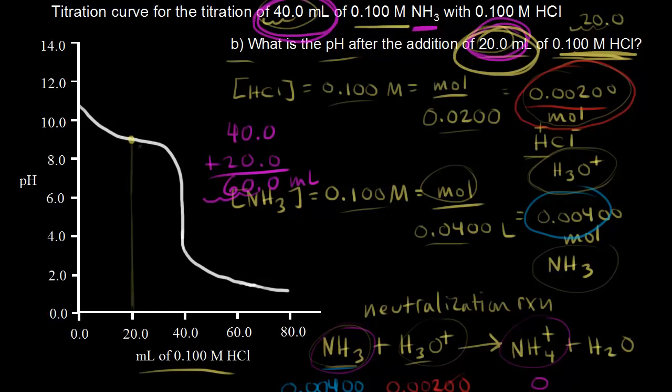So we're right there. And we calculate the pH should be 9.25. So if I go over here, the pH should be equal to 9.25. So we're still before the equivalence point.